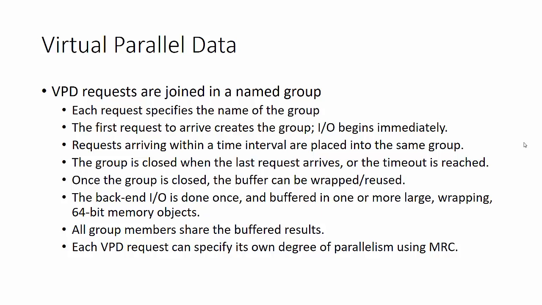The backend I/O is done once and buffered in one or more large 64-bit memory objects, and then each of the SQL requests would access that 64-bit memory object, and all group members would share the same buffered results. And the last bullet is important to note: each VPD request can specify its own degree of parallelism using MRC, or map reduced client. We call that asymmetrical parallelism, and I'll demonstrate that in the demos. With that said, let's move forward to the demo at this time.